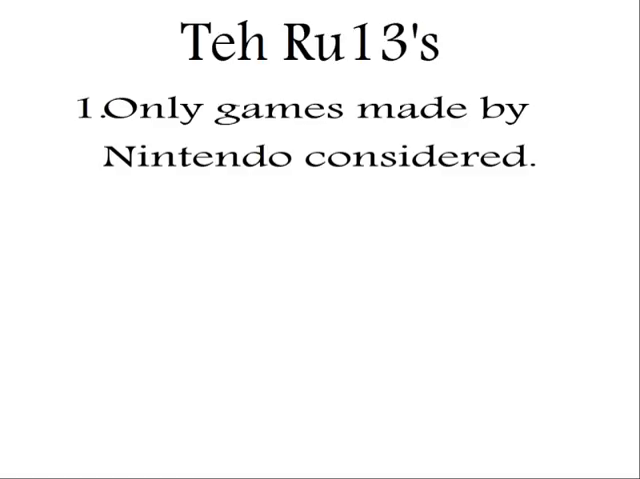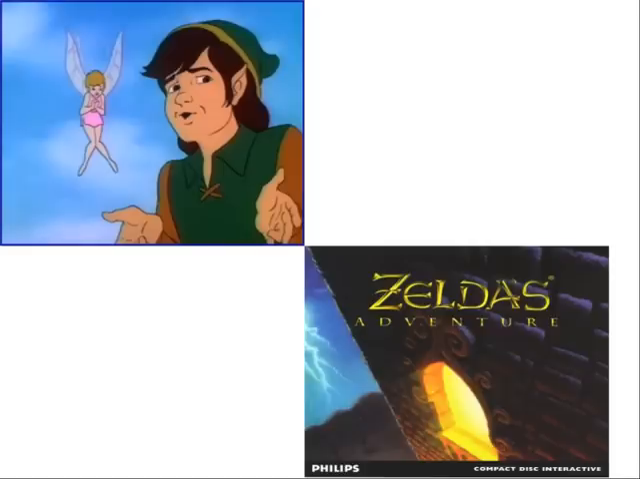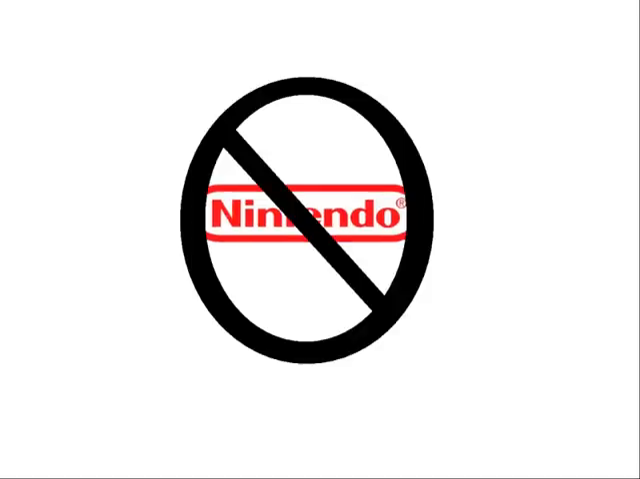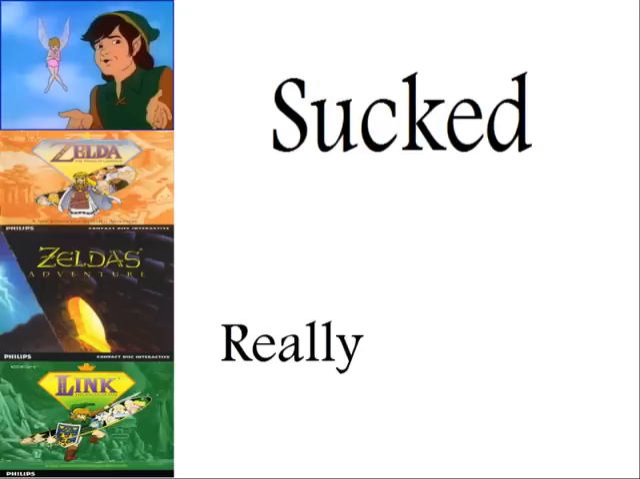Rule number 1. Only games created by Nintendo are going to be considered canon for this. That means the cartoon that was created in the late 80s, as well as a series of flashlight games produced by Philips Media several years later, are not going to be put on the timeline. The reason behind this is twofold. 1. Nintendo had very little to no input on these works. And as they're going to be the ones who have access to any official timeline, if it really does indeed exist, it's obvious these works would not have factored into it. Also, they sucked. Really bad.